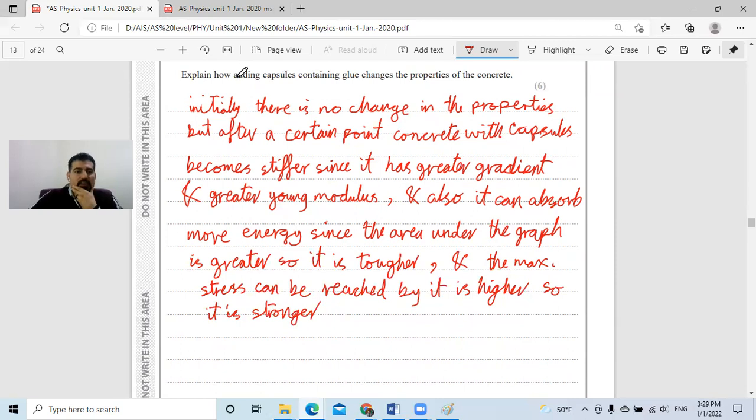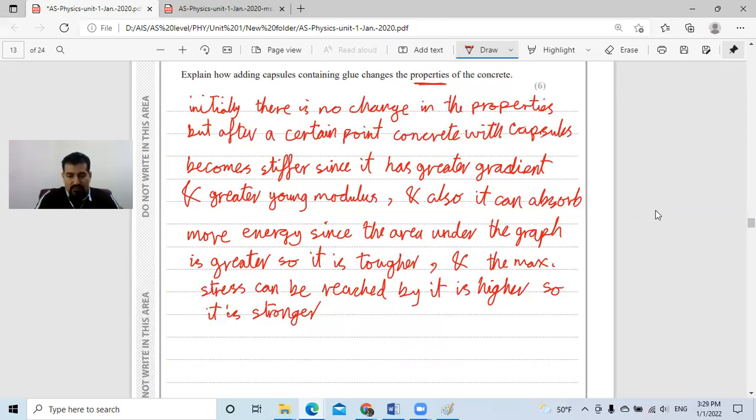We need the changes in the properties of the concrete by adding capsules. That's what we did. Thank you Hamza, Noor and Abdulfattah for sending answers. Well done.